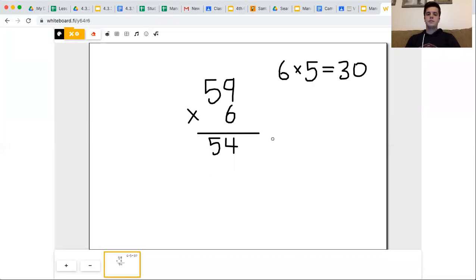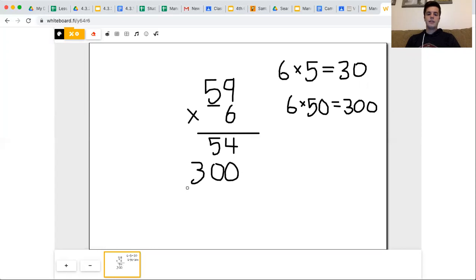But wait, we're not timesing by 5. This 5 is actually in the tens place, so that means it's 6 times 50. That 5 doesn't just mean 5, it means 50. So if we add a 0 over here, it's like timesing this by 10. And then we times this by 10 again as well over to this side, which means that it's not 30, but 300. So let's put a 300 here.